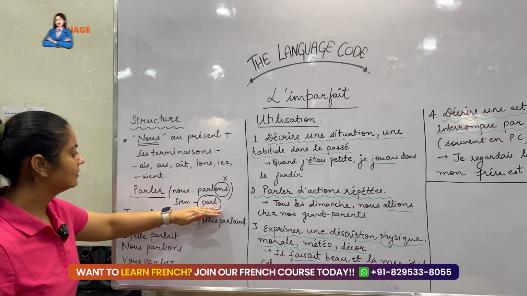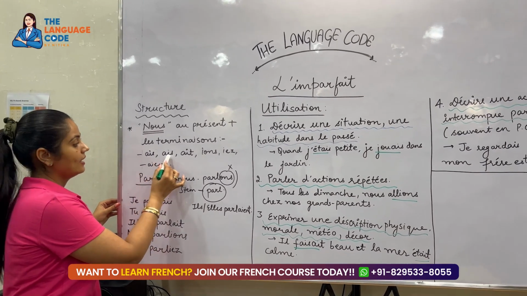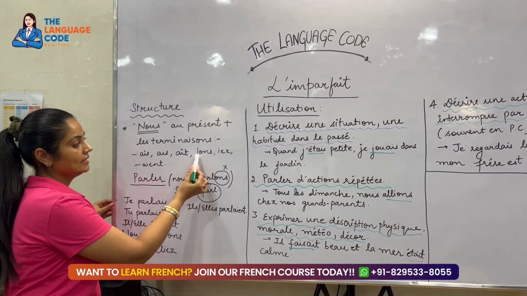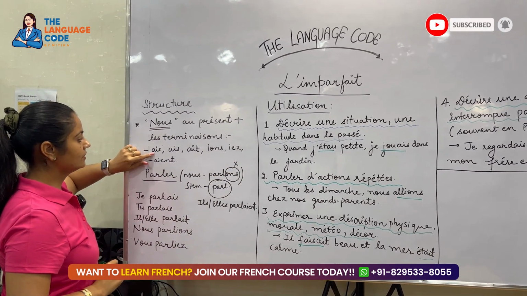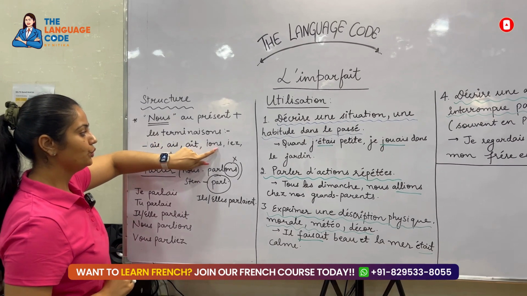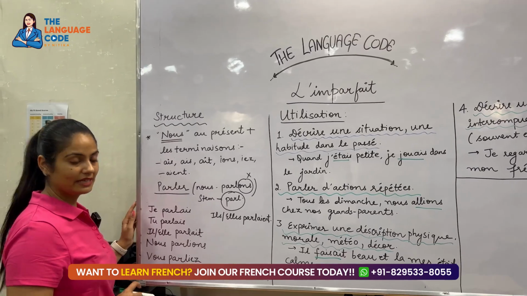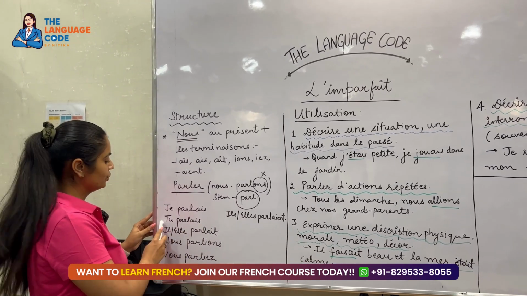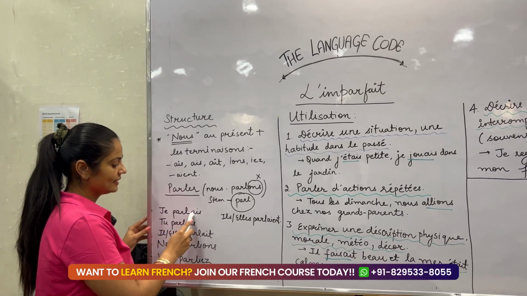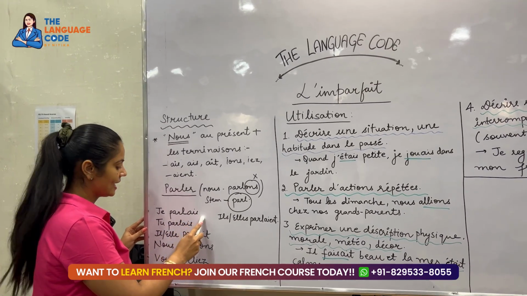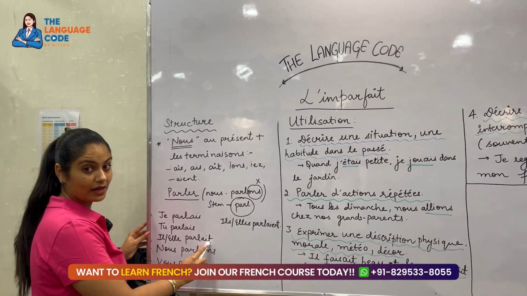Now we will add the terminations: ais, ais, ait, ions, iez, aient. This is with je, tu, il, nous, vous and ils, right? So it becomes je parlais, tu parlais. What I've done is, using the stem word, I've added the termination ais, right? Tu parlais, il parlait, elle parlait.